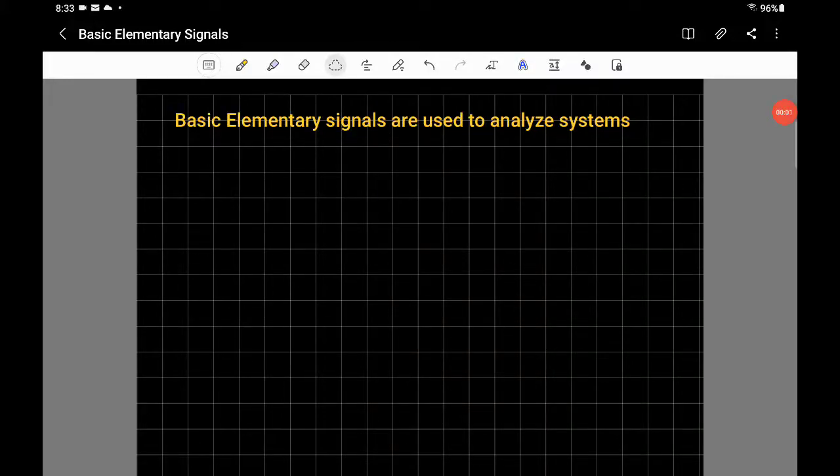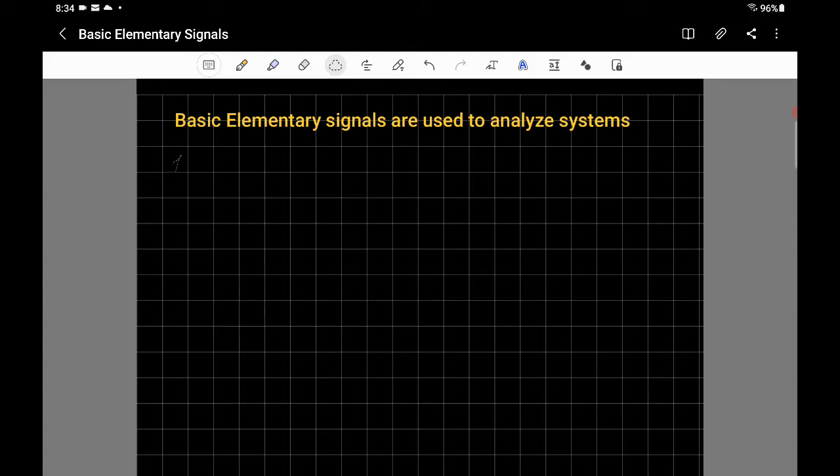Hi, this video is to discuss the basic elementary signals. What are basic elementary signals? Basic elementary signals are used to analyze systems. We'll start with the first simplest one.